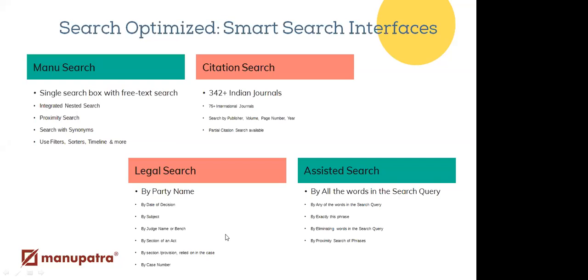If you want to see, again, proximity of search of phrases, you can do that there. So this is the fourth kind of search interface that we offer, which is called the assisted search.